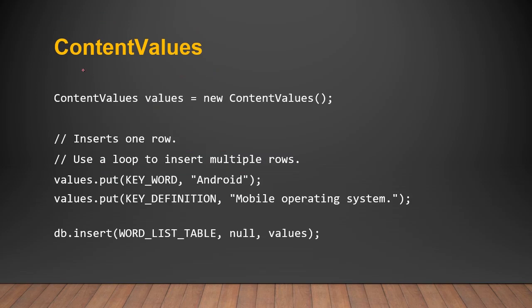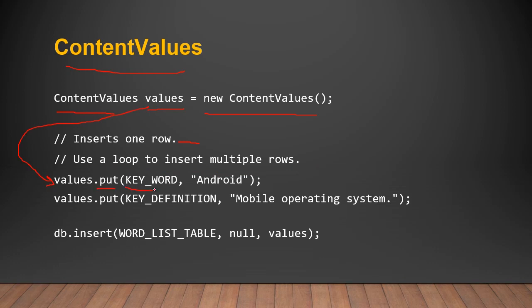So now let's see how to use content values. Call the constructor of ContentValues and store it inside a content value object of type ContentValues. You can use this content value to insert one row. If you want to insert multiple rows, you can use a loop. As you can see, we use the value object here, and I call the put method in order to put the data into the table.